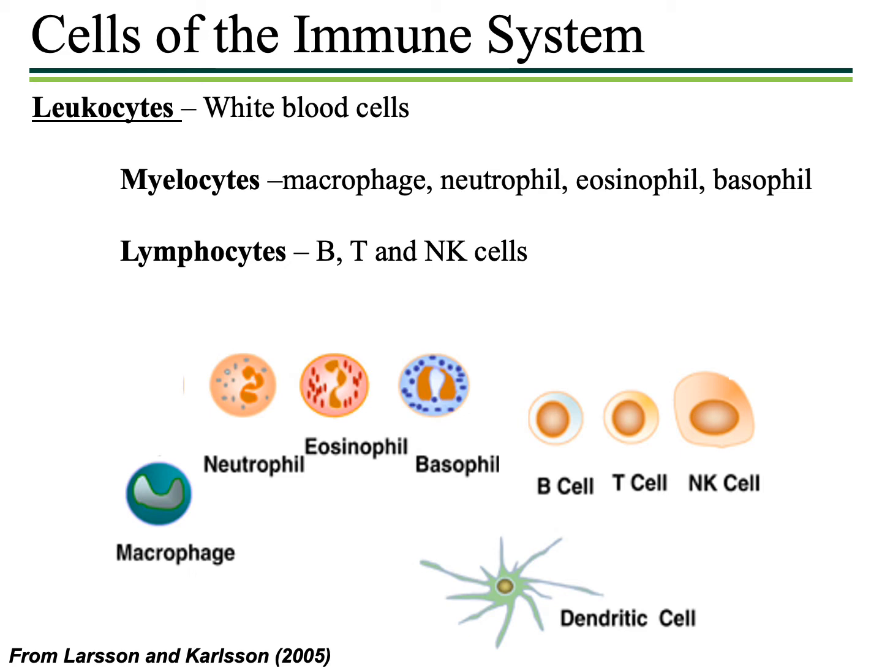Since we are focusing on the immune system and the immune response, we will discuss the leukocytes, the category of cells known as white blood cells. These are again the cells that are involved in the immune response. Leukocytes are categorized by two broad designations. Cells can be categorized as myelocytes, and this includes macrophages, neutrophils, eosinophils, and basophils, or they can be categorized as lymphocytes, which include B cells, T cells, and natural killer cells. We're going to look at each one of these cell types in a little more detail.